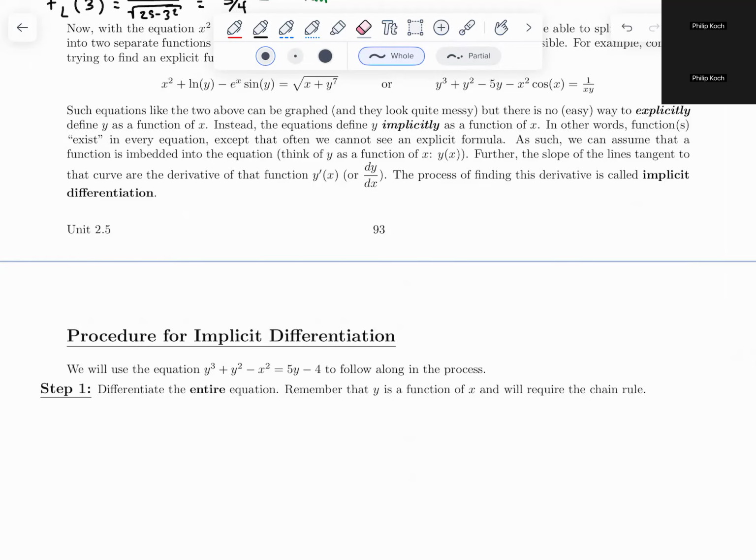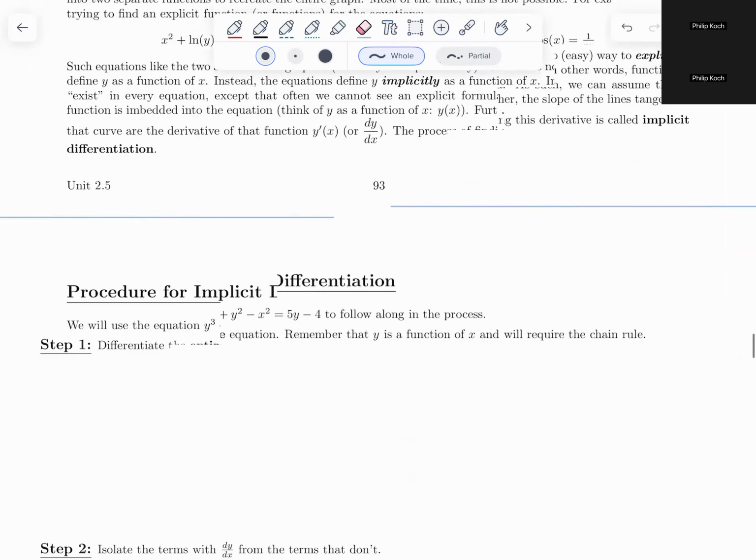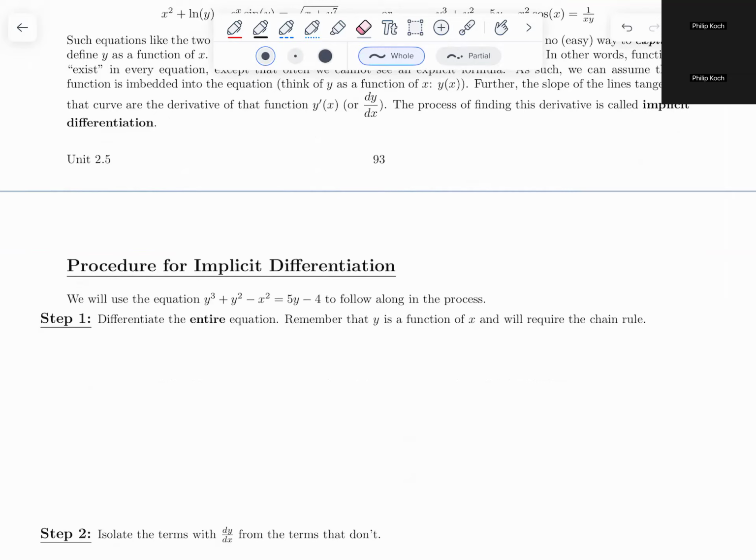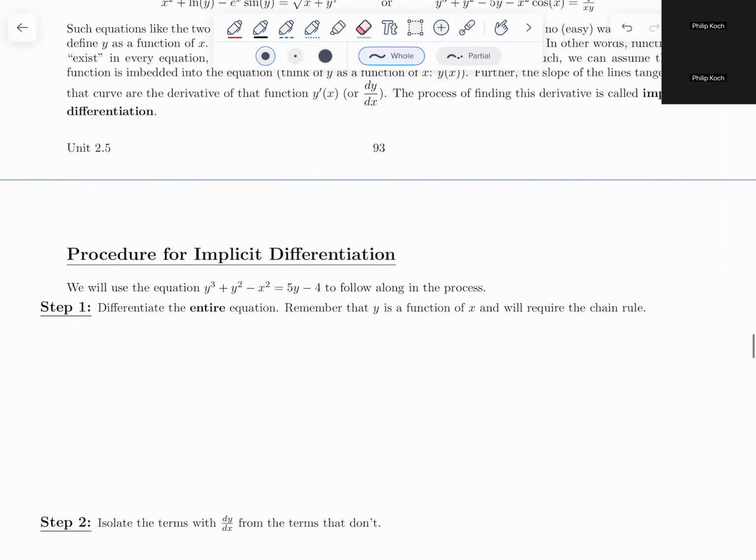process. So first and foremost, you're going to differentiate the entire equation, the entire thing. Differentiate the left side, differentiate the right side. Otherwise, we're not doing something mathematically possible. So I'm going to write it. This is the way I typically write this down: d dx of the left-hand side equals d dx of the right-hand side.